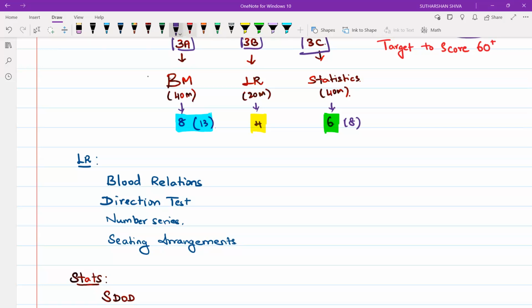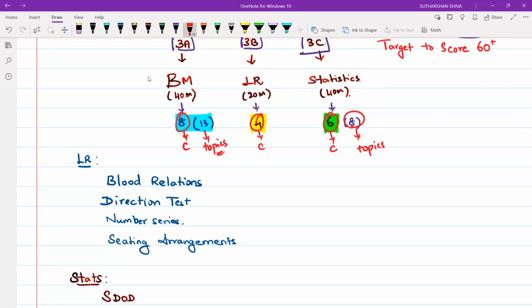So what is this 8? What is this 13? What is 4? What is 6? What is 8? These are chapters. 4 chapters, 6 chapters, divided into units. 8 topics, not 8 units. It is 8 topics. 13 topics.